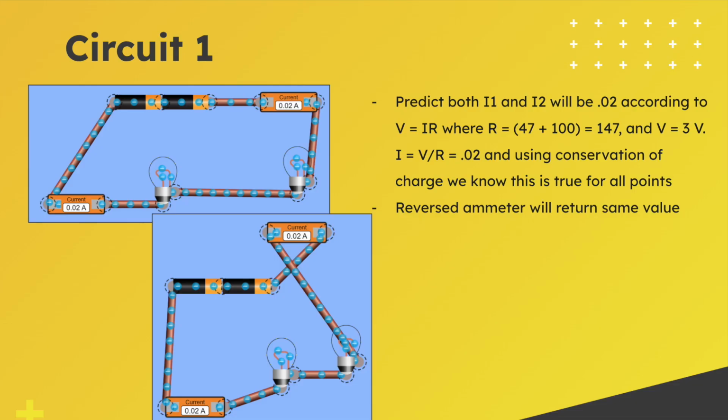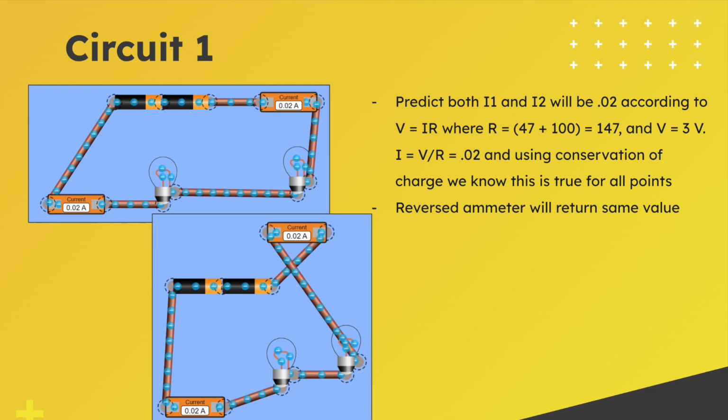In the first circuit, there are two resistors, 47 and 100 ohms, and two batteries of 1.5 volts each. Since the resistors are in series, we can simply add the resistance of the two light bulbs together to get the total resistance of 147 ohms. And we can add the voltage of the two batteries together to get a total voltage of 3 volts. By doing so, and using the equation V equals IR, we can find the current in the circuit to be 0.02 amps. And using conservation of charge, we know that this is true for all points in the circuit.